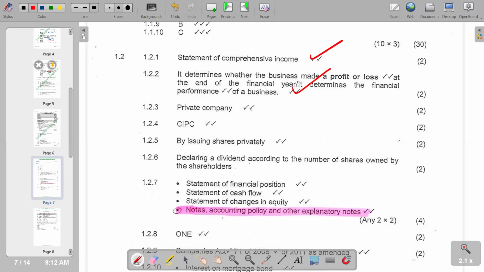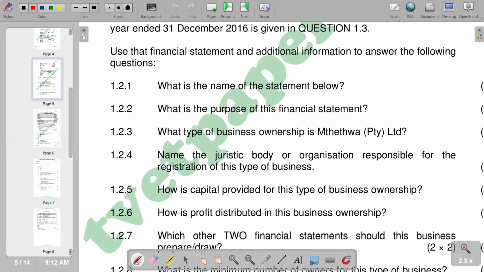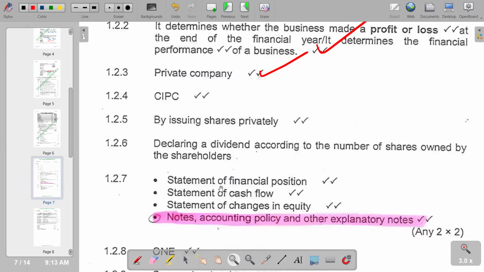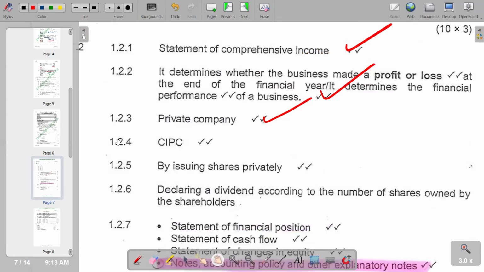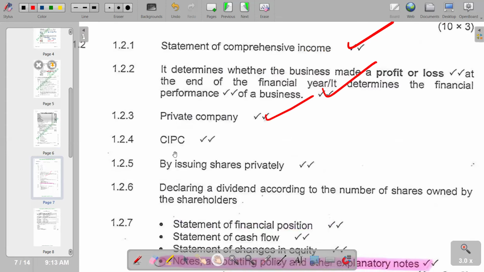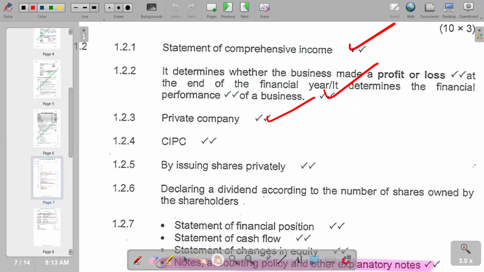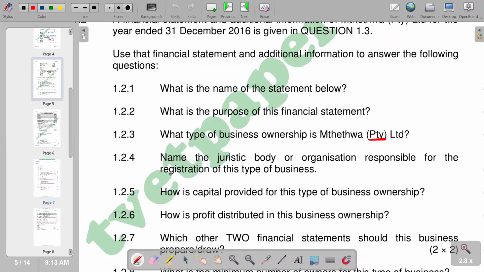And then on the next part, what type of business ownership is Trade Complete Private Limited? Of course, they are saying private limited, so it's a private company, as indicated. So this is what we have. Then we move on to the next one: name the juristic body or organization responsible for the registration of this type of business. Where do they register these private companies? In the CIPC. It's indicated. We move on to the next question.